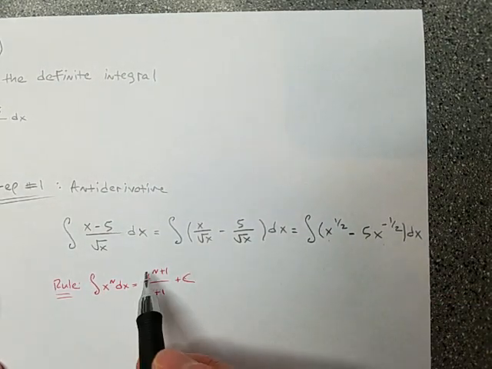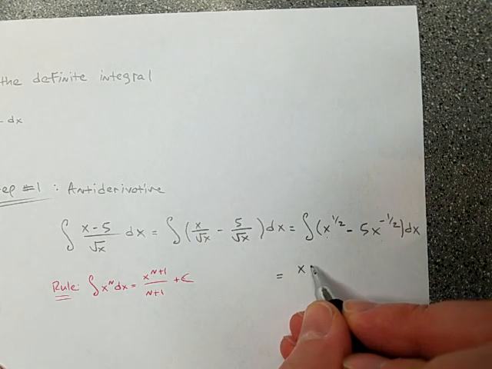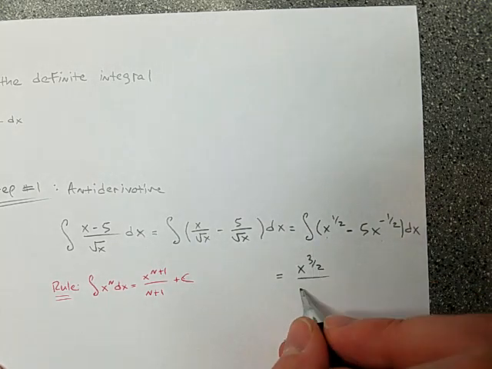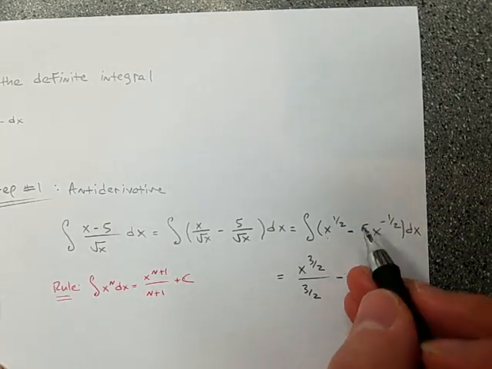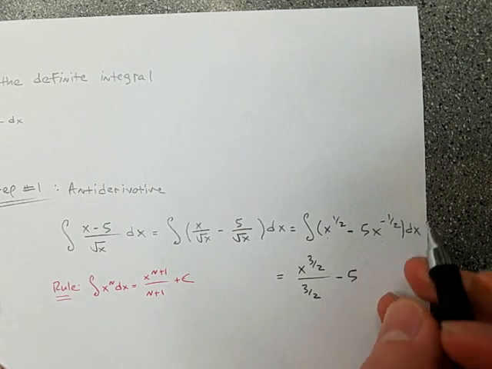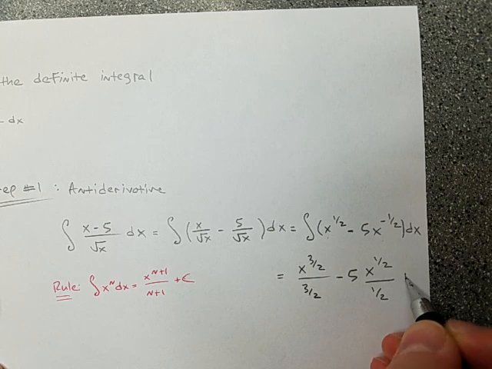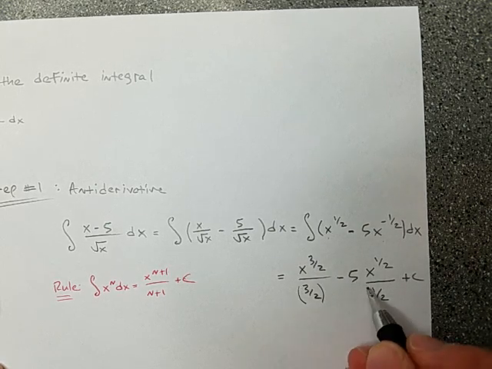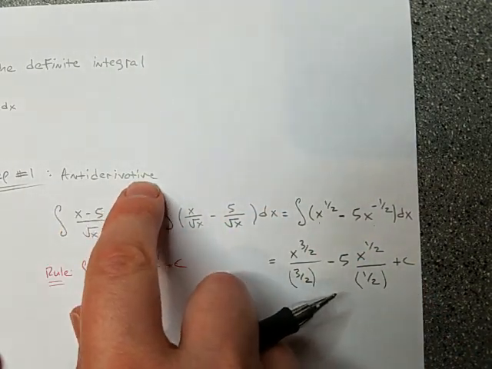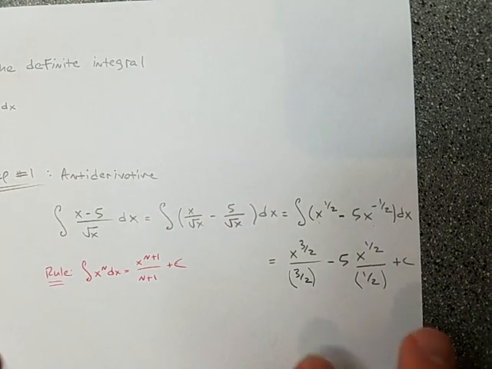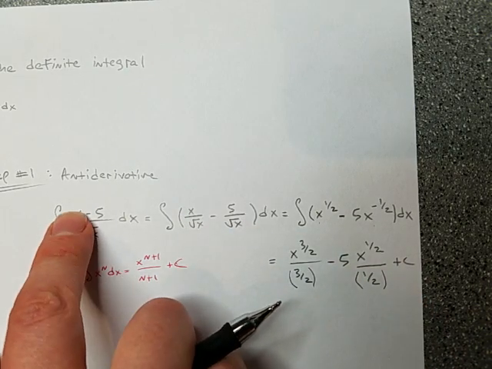Both of these are within the domain of that rule. So this one is x to the 3 over 2 power over 3 over 2. I can carry the subtraction. I can carry the constant of 5. And with this, I'll get x to the 1/2 power over 1/2 plus c. Okay, so that was the antiderivative procedure. And whenever we found antiderivatives before, we put a plus c, because if I take the derivative of this, that constant's going to zero out.